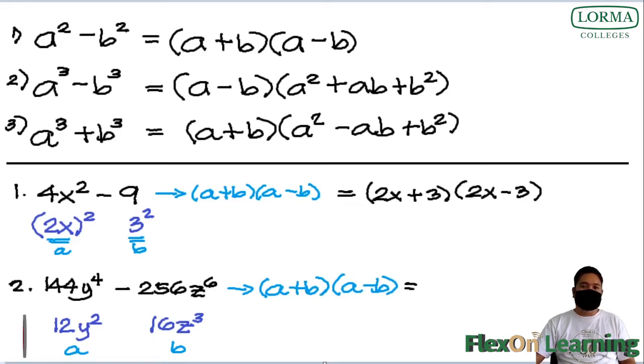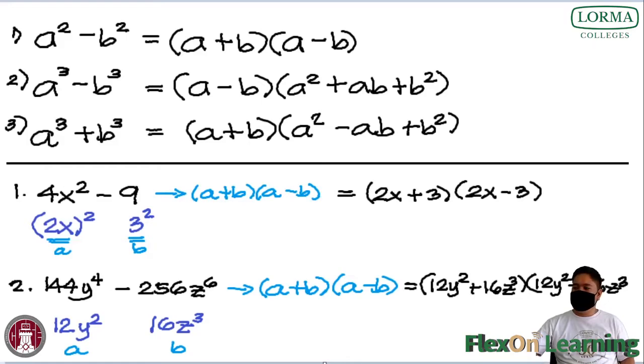This would become 12y squared plus 16z cubed, and 12y squared minus 16z cubed.